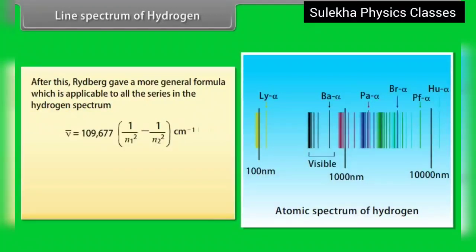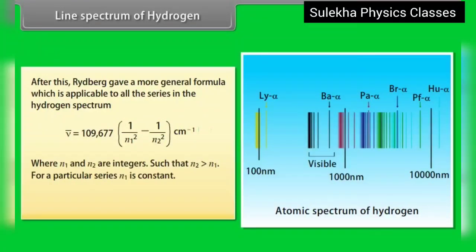Wave number is equal to 109677 × (1/n1² − 1/n2²) per centimeter, where n1 and n2 are integers, such that n2 is greater than n1. For a particular series, n1 is constant. The value 109677 per centimeter is called Rydberg constant for hydrogen.